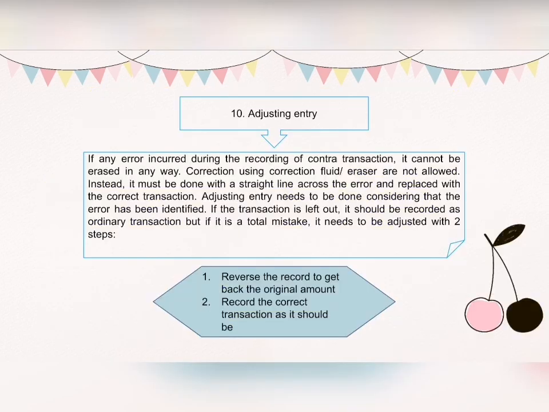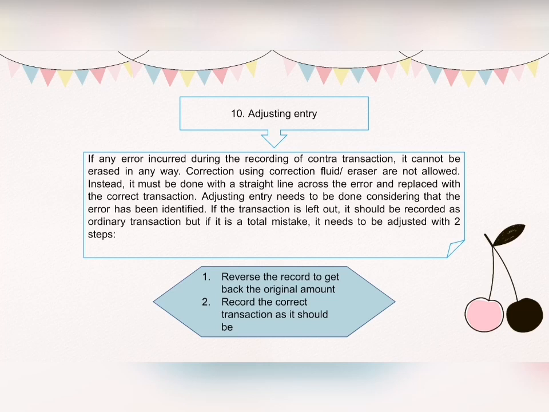The next transaction is adjusting entry. If any error is incurred during the recording of a contra transaction, it cannot be erased in any way. Correction using correction fluid or erasers is not allowed. Instead, it must be done with a straight line across the error and replaced with the correct transaction. Adjusting entry needs to be done once the error has been identified. If the transaction is left out, it should be recorded as an ordinary transaction.